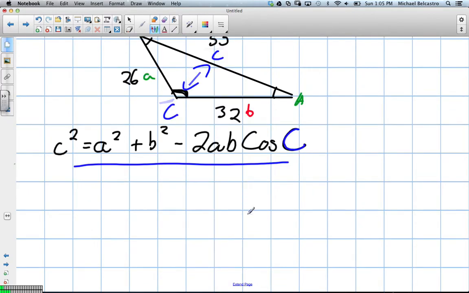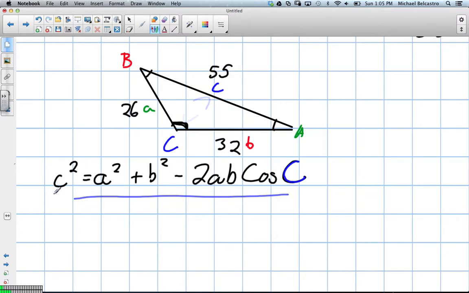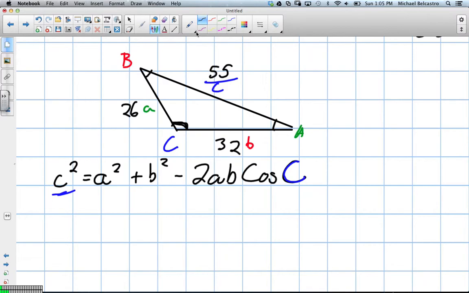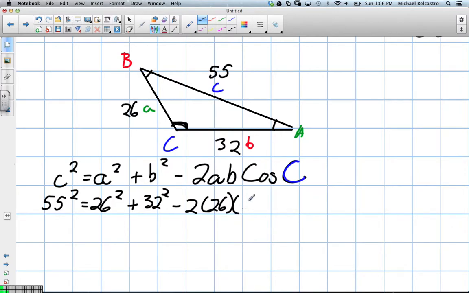So we have our one formula here, and we're going to plug in some values. Side C we do know is 55. These are all the same unit of measurement, right? I just want to double check that. Yeah, okay, so we didn't have to convert anything. So 55 squared is equal to, side A is 26, so we have 26 squared, plus side B is 32 squared, minus 2 times side A, which again was 26, times 32, cos, and C is our unknown.